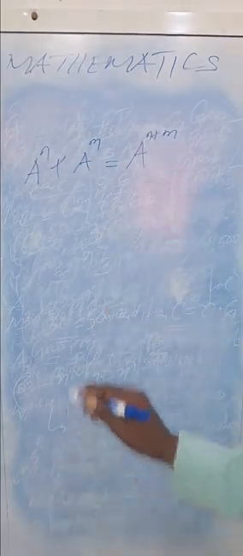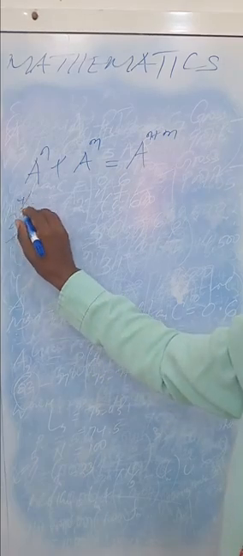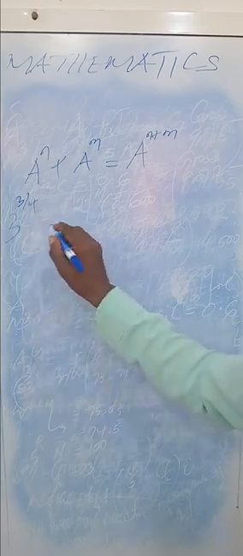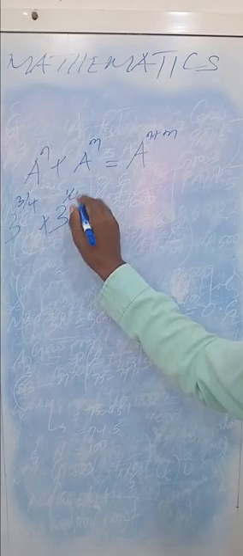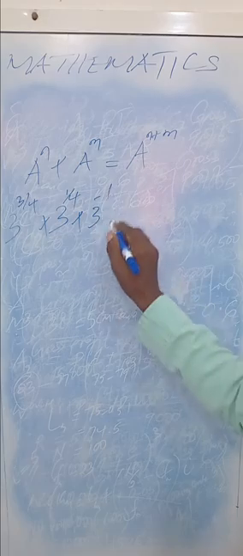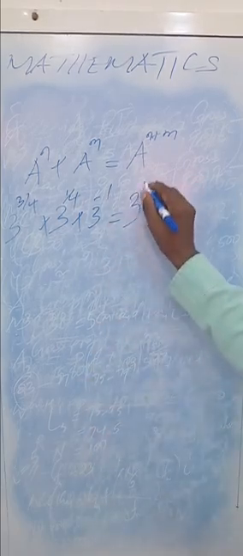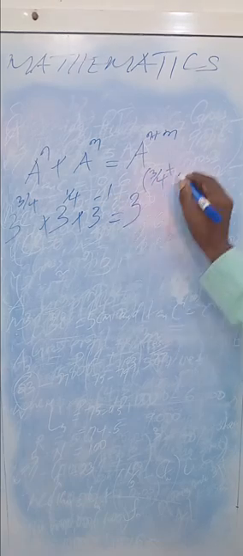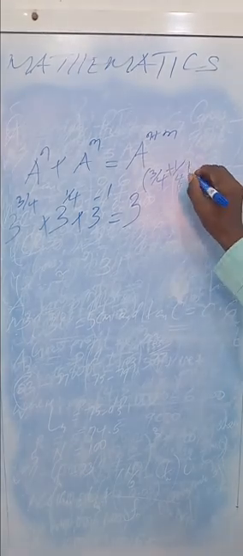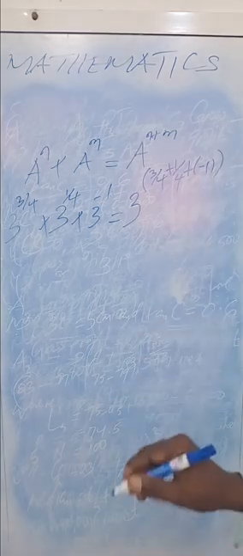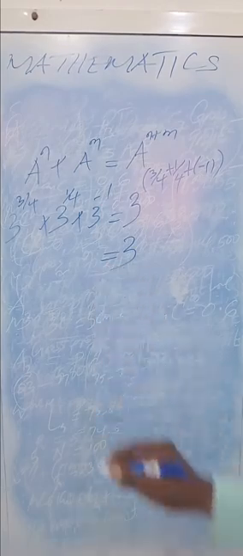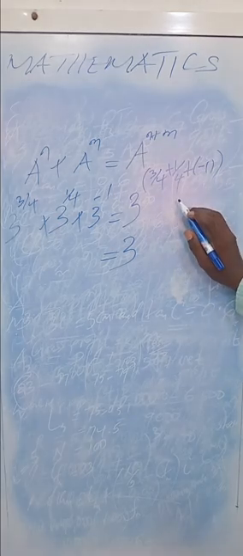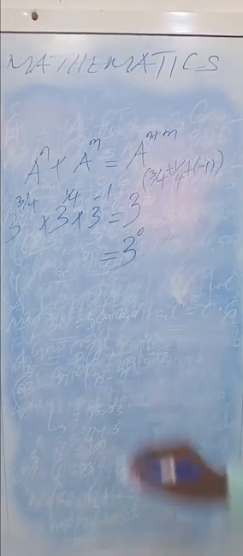If you apply this concept, then our 3 power 3 over 4, times 3 power 1 over 4, times 3 power negative 1 will become 3 to the power in bracket 3 over 4, we add 1 over 4, then we add negative 1. 3 over 4 plus 1 over 4 gives us 1, and 1 minus 1 gives us 0.